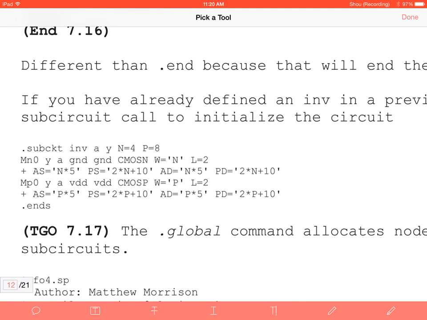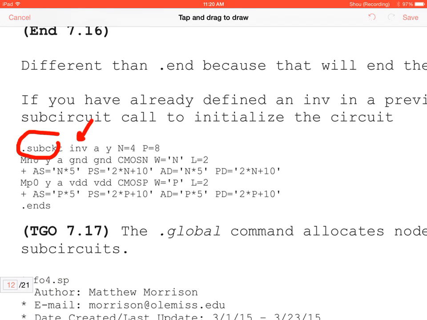But basically, we do our .subckt command. We have called it INV. We have our input and output. And here our two variables are going to be N and P. So N we call that for NMOS, and P we call that for PMOS. So our base case, which is what we're doing here, we're establishing a base case, and then we can overwrite it like a constructor when we call it later, is that N equals 4 and P equals 8.